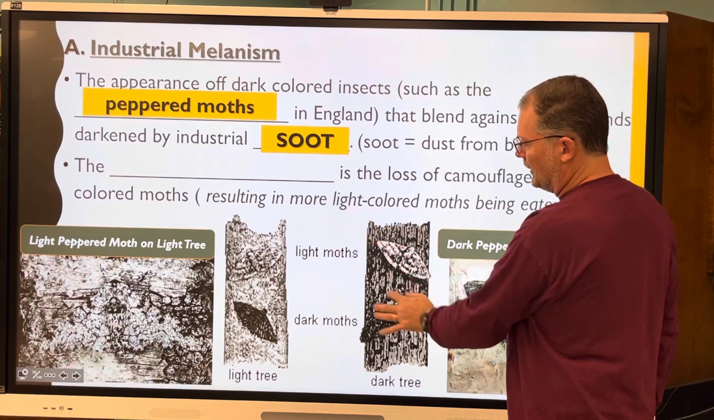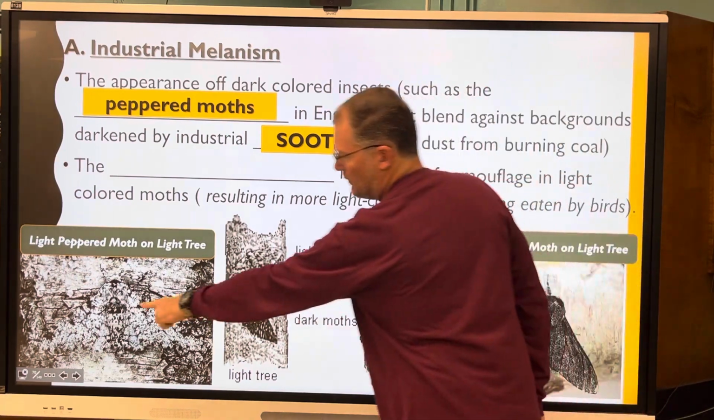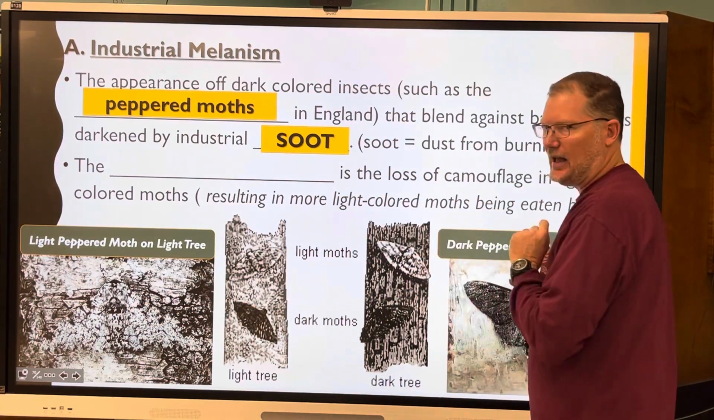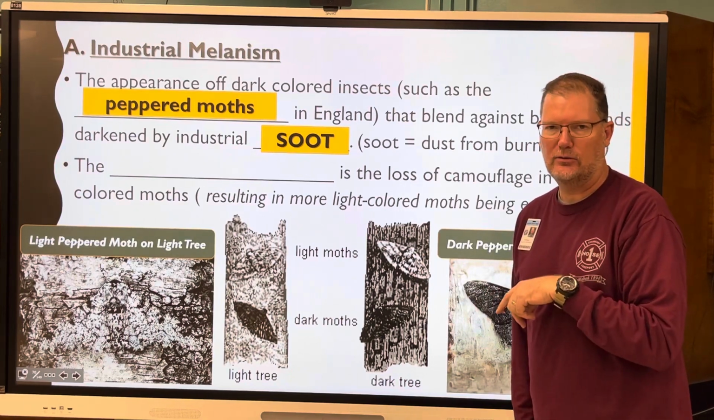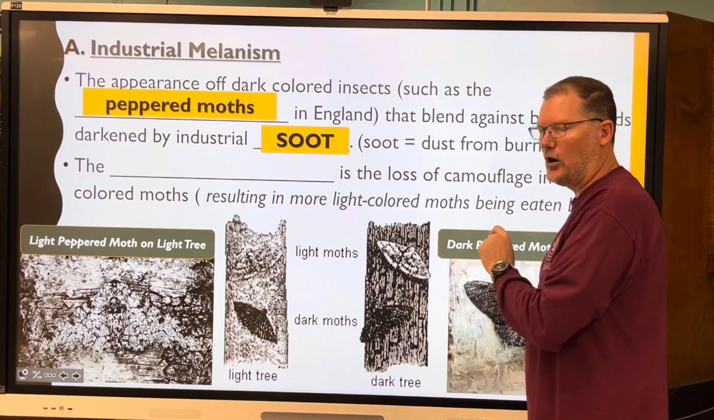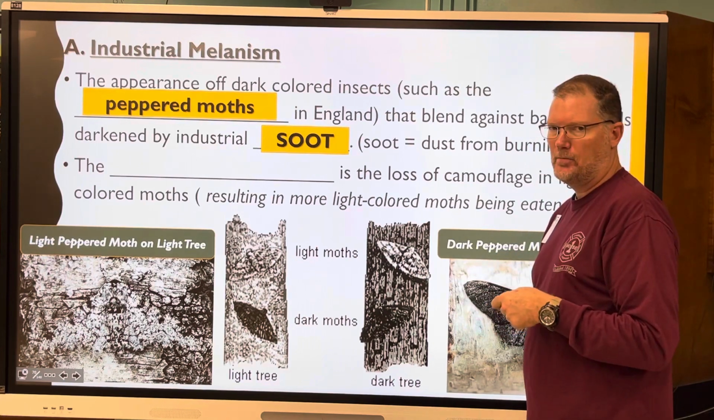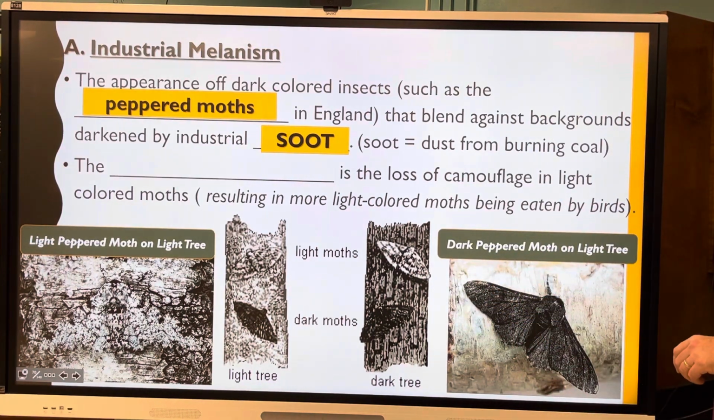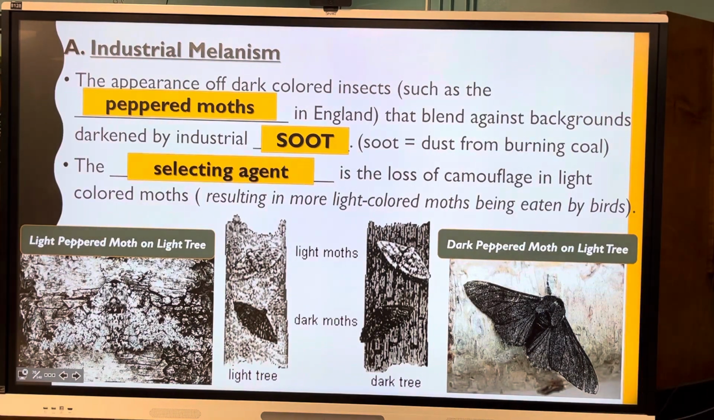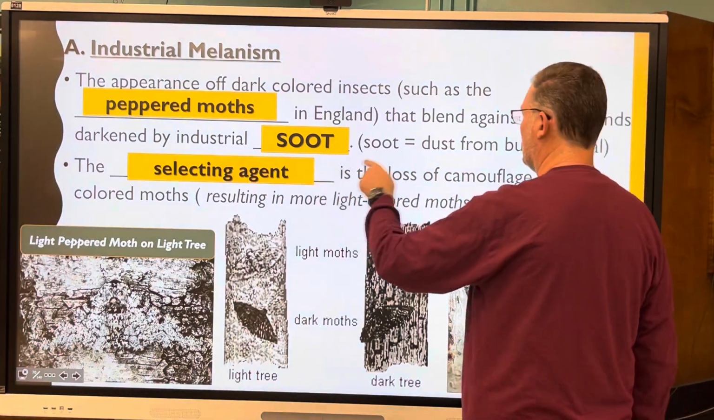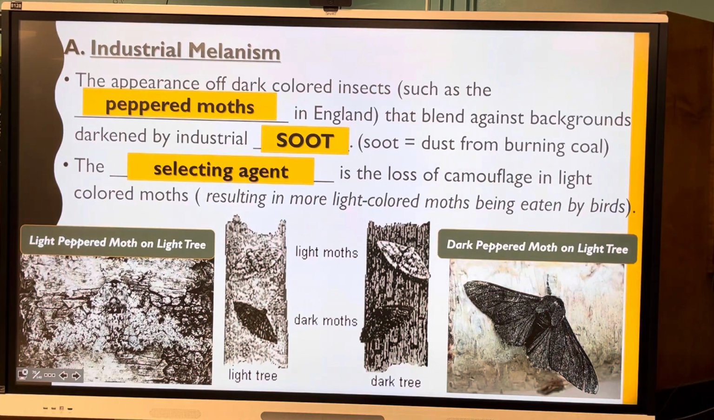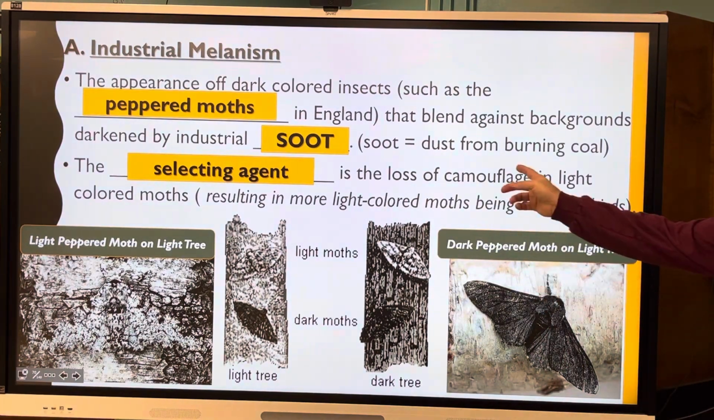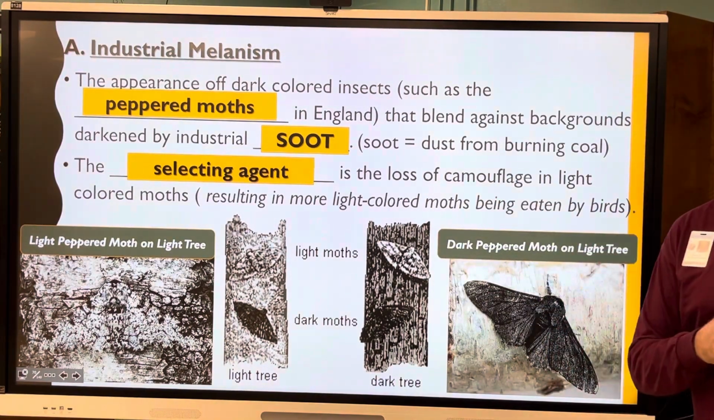So now the tree's black, which makes the white moth stick out more. So what are the birds going to eat? The birds are going to eat the white moth and leave the dark moth. And so you're going to be left over with dark moths. So the selecting agent is the loss of camouflage in light-colored moths, and that results in more light-colored moths being eaten by birds.